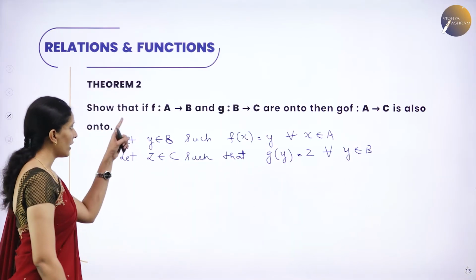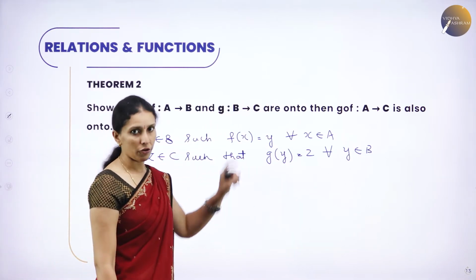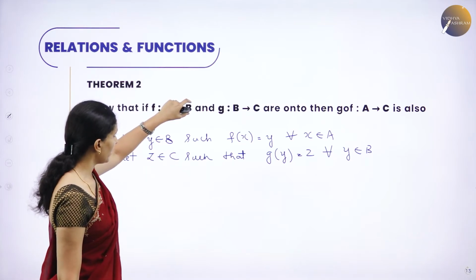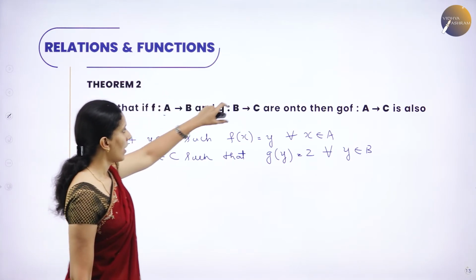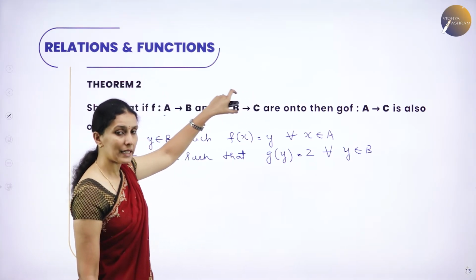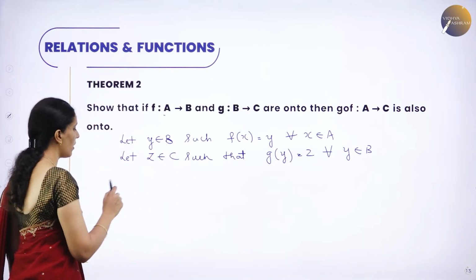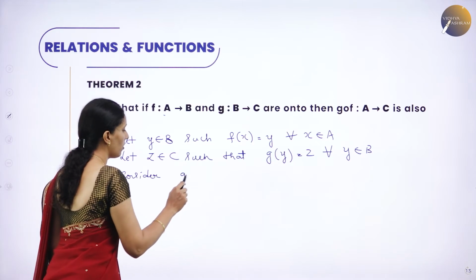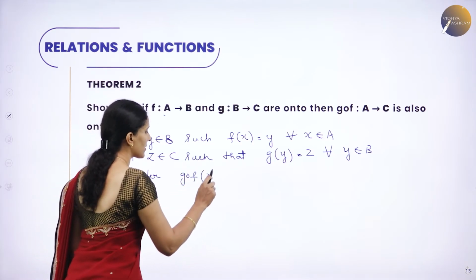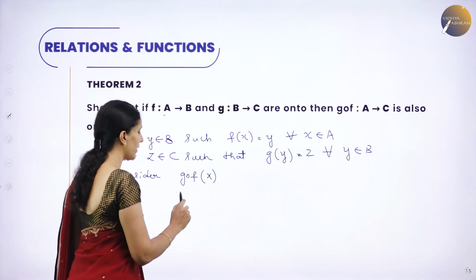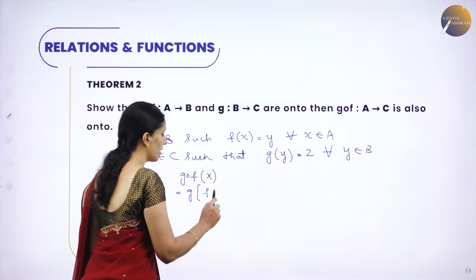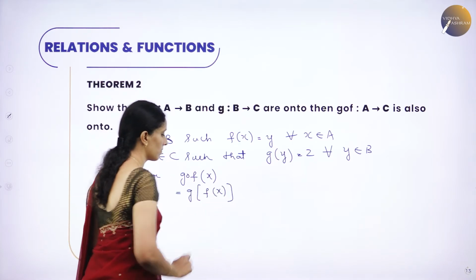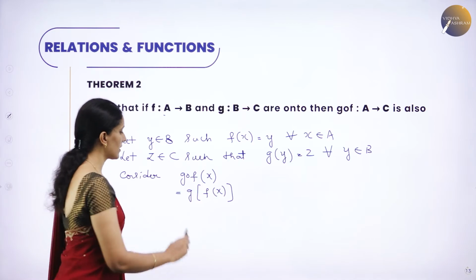Because they have given f is an onto function and g is an onto function. So, for every element in B, there exists an element in A, and for every element in C, there exists an element in B. So, now consider g∘f(x). So, g∘f(x) means g(f(x)). What is f(x)? f(x) is equal to y.